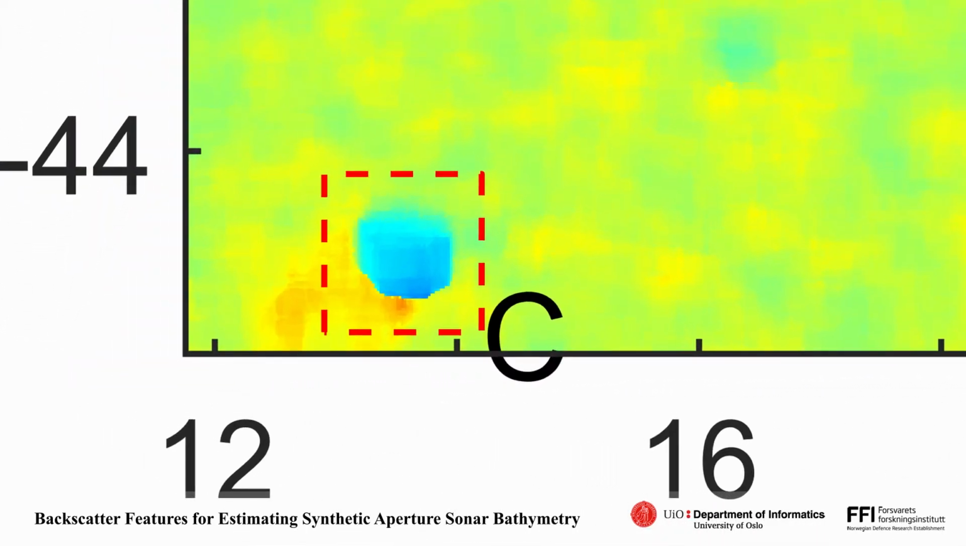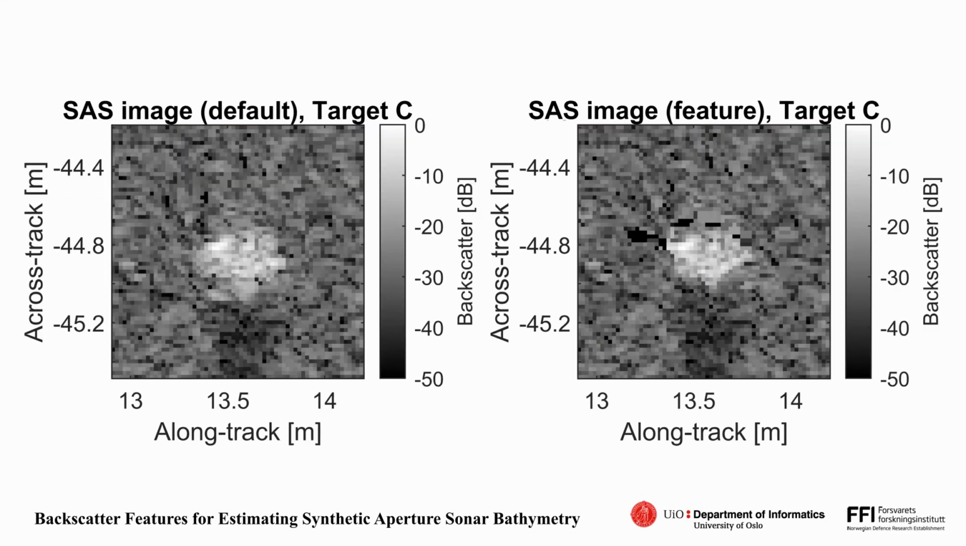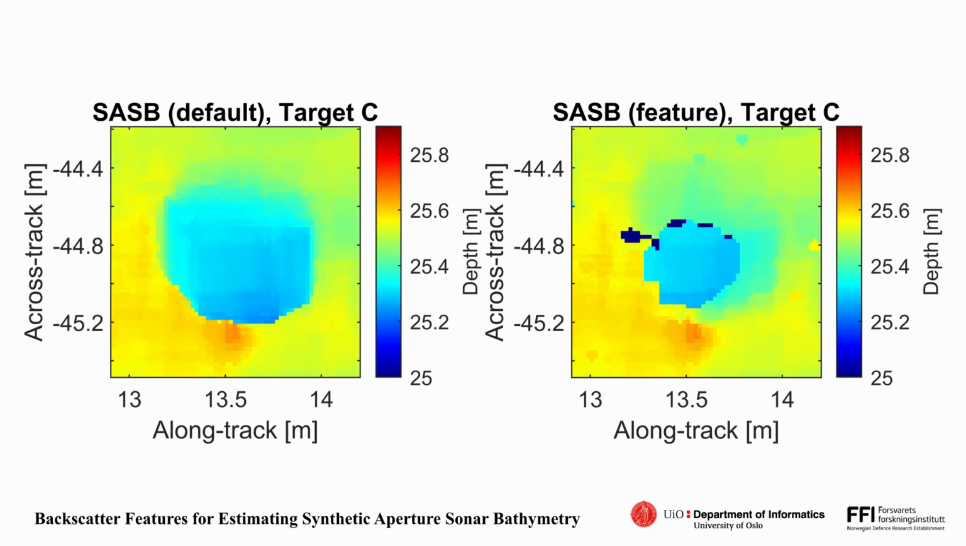Looking closer at one of them, we again see that the default method estimates the object in the bathymetry to be much larger than what we would expect from looking at the backscatter image. Again, our method improves this and enforces the edges found in the backscatter image. We get an improved shadow region, and the layover region is rendered plausibly.